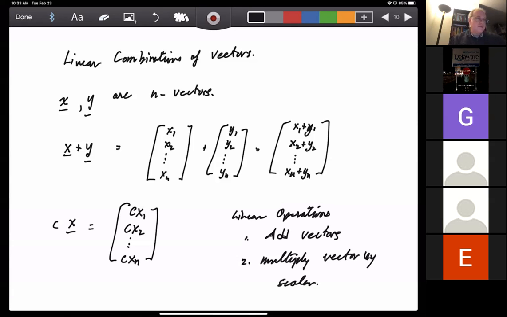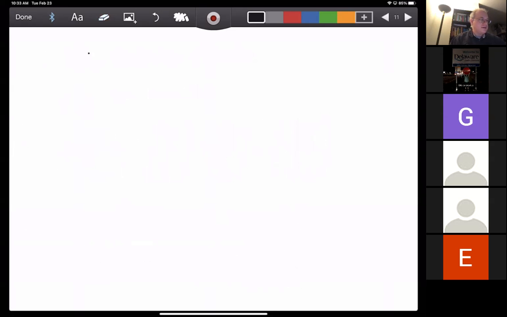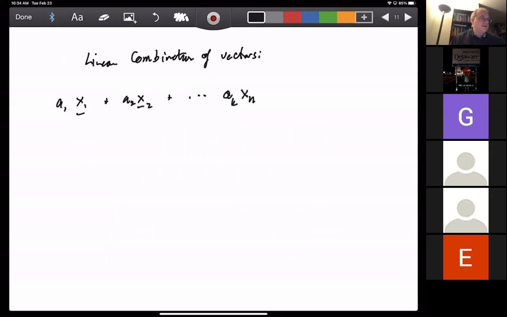Okay, and in general, we say that we have a linear combination of vectors when, if we have k vectors, x1, x2 up to xk, and k coefficients, a1, a2 up to ak, multiply vector x1 by a1, vector x2 by a2, and so forth, and add up all of those results, we say that we are taking the linear combination of the vectors x1, x2 up to xk.